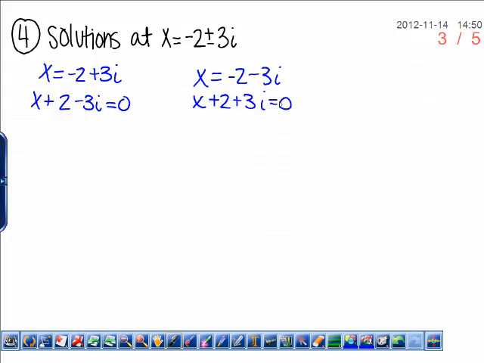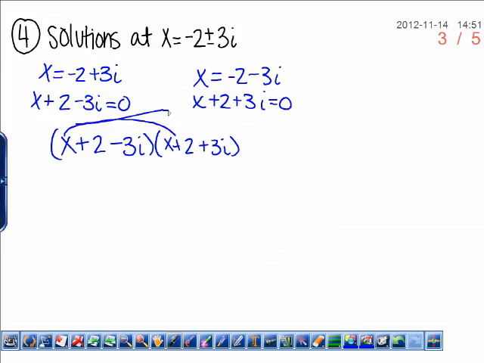Okay. So just like the other ones, we found our solutions. We wrote them as factors. Now we're going to multiply. So go ahead and write these out. All right, for this, we're going to have to triple distribute. So you're going to start by distributing this x to each piece. So what would that give me? X squared plus 2x plus 3ix.